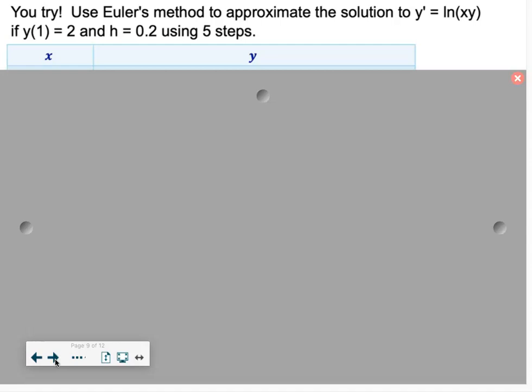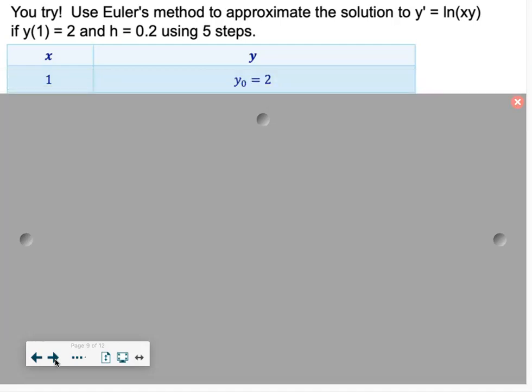Is this from 1 to 1.8 or 1 to 2? Oh, good question. It's from 1 to 2. 5 steps, meaning the initial value is your step 0, and then you go through 5 steps. So 5 iterations of Euler. You can do this. I'll even give you the first one. Here's the first one. There you go. You're welcome.